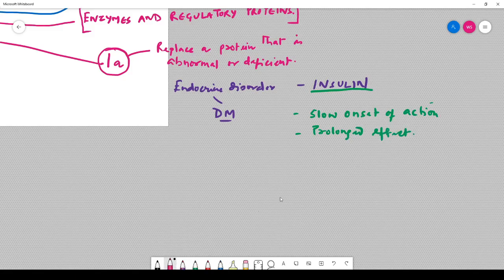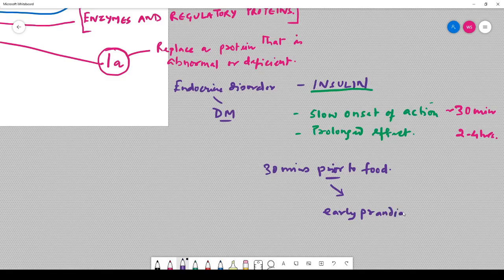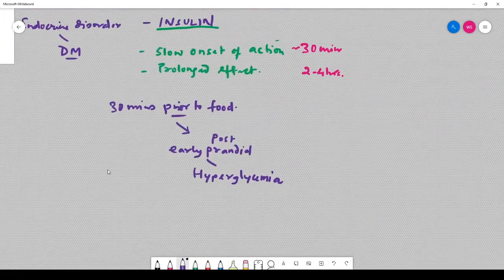Slow onset of action, by that what do we mean? About 30 minutes. And the effect lasts about 2 to 4 hours. So how do we administer the drug? We need to administer it at least about 30 minutes prior to food. If we don't do this, what will happen? We can have early postprandial hyperglycemia.